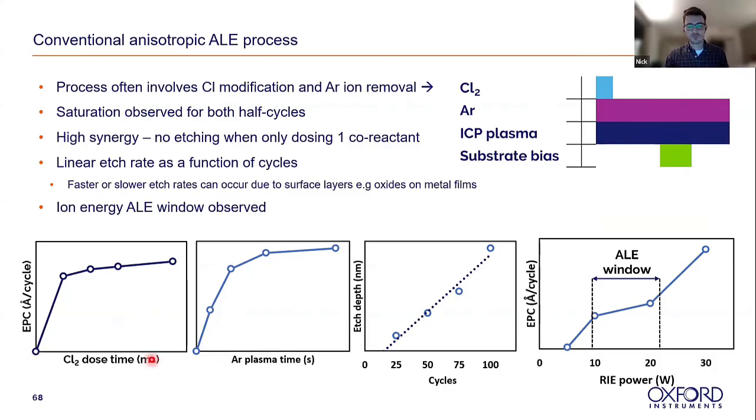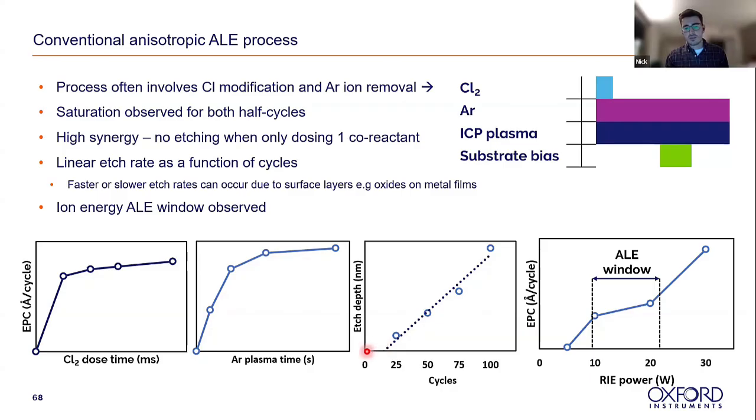I've taken the axes off it, but you do see that for the ALE process, as a function of Cl2 dose time, the etch rate saturates very nicely. So we can dose as much Cl2 as we want, but we don't see an increase in the etch rate. Similarly, with the argon plasma time, if you tune your process correctly, you can increase the argon etch time, but you won't actually see an increase in the amount of etch per cycle you achieve. We see a nice linearity in the etch rate, so you get a very controlled etching.